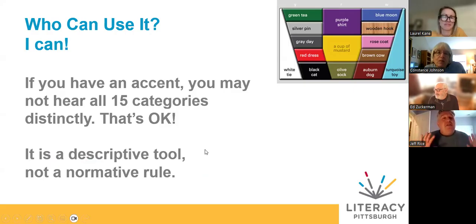And that's okay. If you don't hear all the categories, that's okay. This is meant to be a descriptive tool, not a normative rule. What I mean by that is this is a way to describe a kind of average American accent without highlighting one accent or another, but just create a way to talk about generally how Americans speak English. It's not meant to say there's one particular correct way to speak English. It's just to help you be more aware and help your students be more aware of the sounds and their relationship to one another.